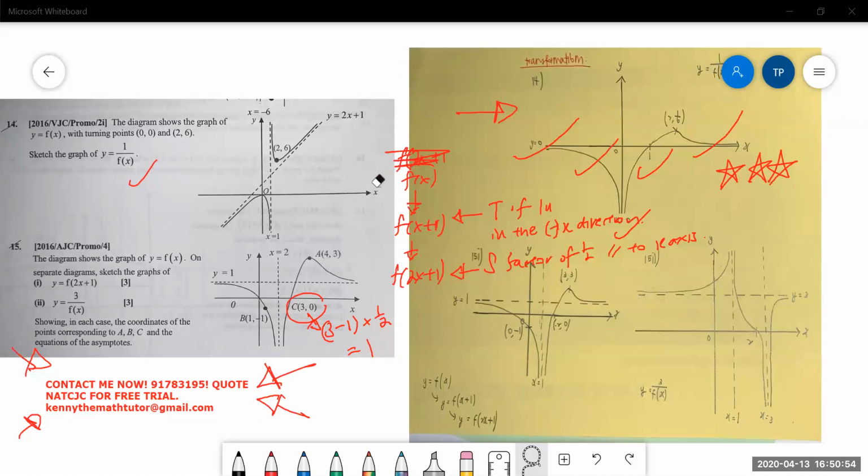Can I move on to 3 over f(x)? Wait, hold up. Wait, let me copy this. Holding. I am holding. Don't faint, don't worry.